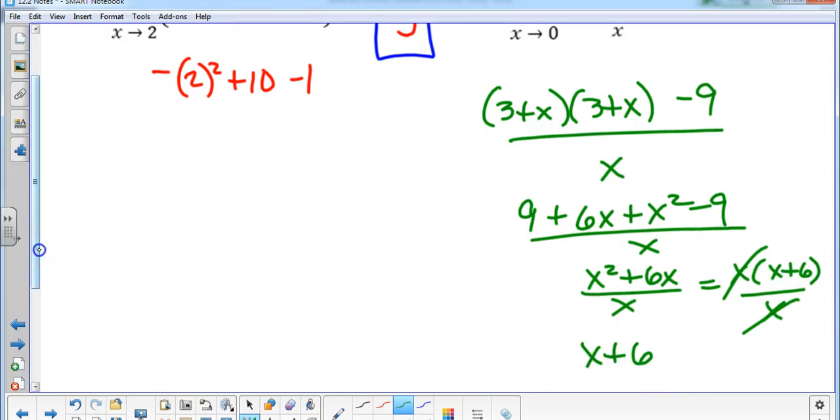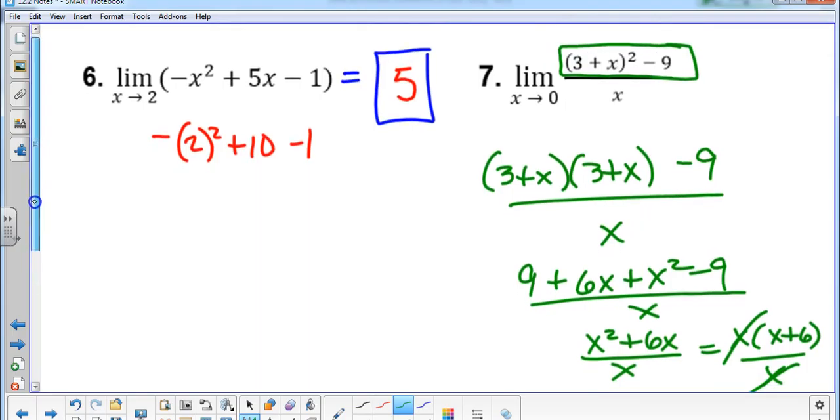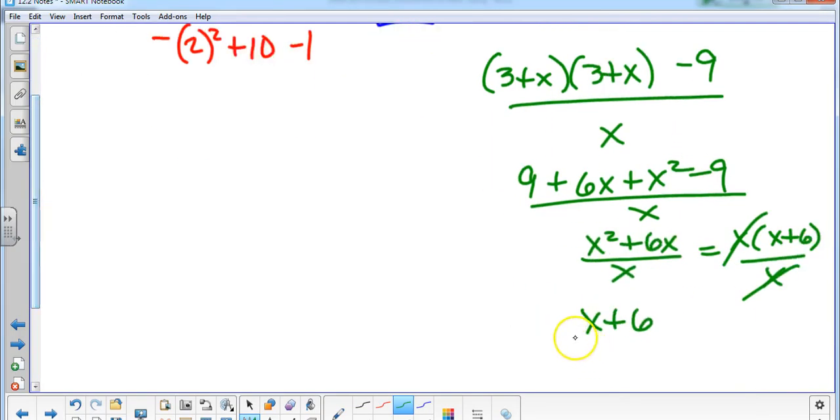So this is a graph of x plus 6 that has a hole at 0. But can we now use direct substitution? If we put in 0, wasn't that what it was? I can't even remember. It's up the page here. We would get out 6. Do you want me to graph it so you can see that it's near 6? You good? Okay.